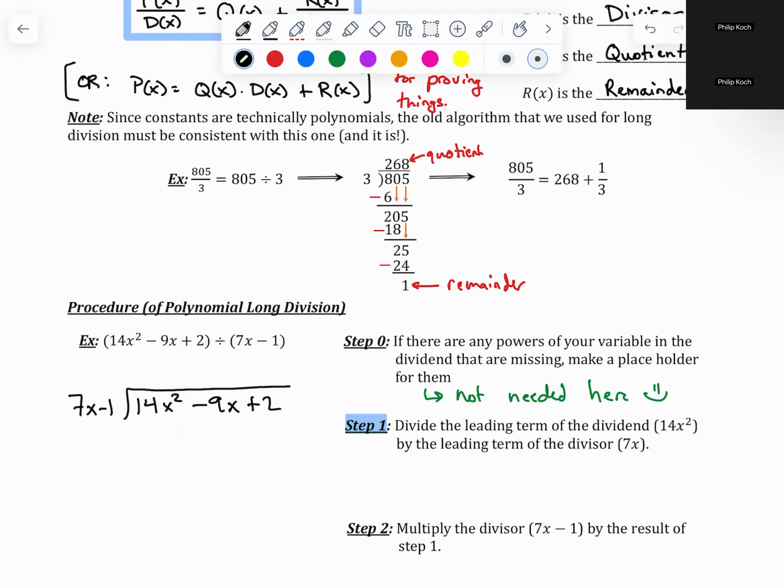Step 1 is going to be divide the leading term of your dividend, so 14x squared, by the leading term of your divisor, 7x. So 14x squared divided by 7x is equal to 2x. 14 divided by 7 is 2. X squared divided by x gives you 1x left over. That's why it's 2x. And I will place that above the 9x. Treat every power of x like a digit. It's like a digit of a number.